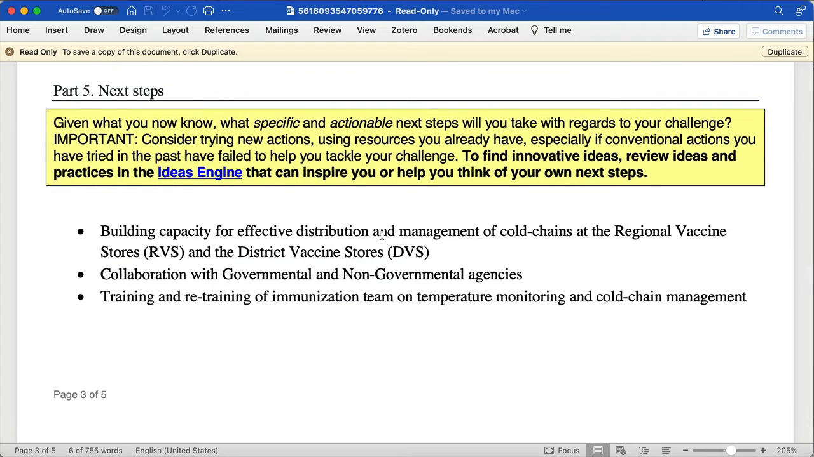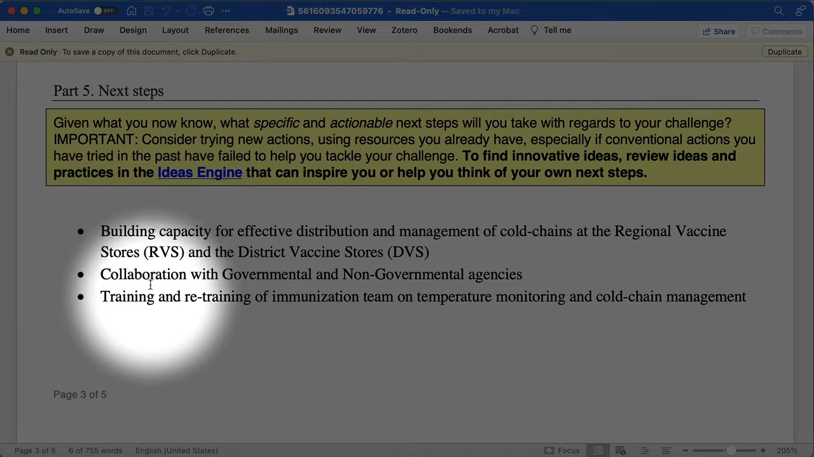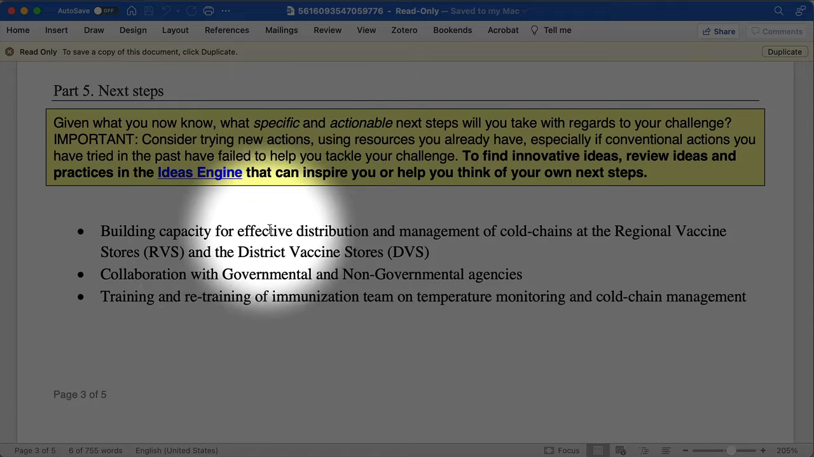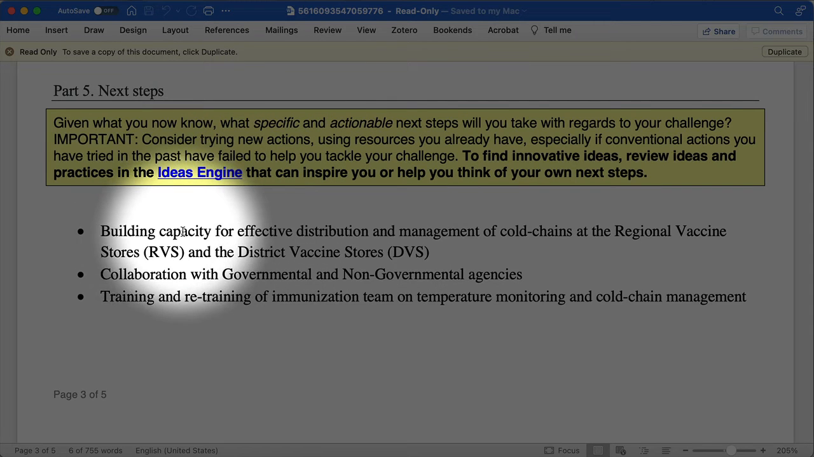This is where you think through, okay, I found the root causes. These are my findings. This is why we have this situation. And these are the steps I can take. So here what I see are very generic steps. They're not specific. So building capacity for effective distribution. When did capacity become the problem?